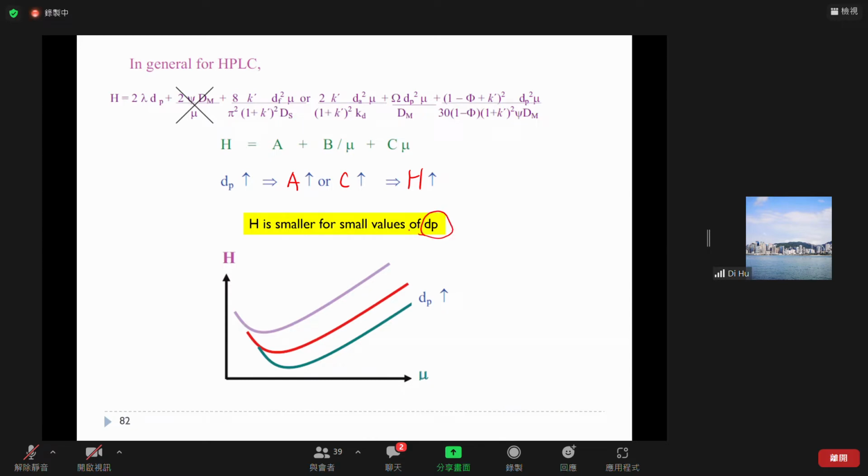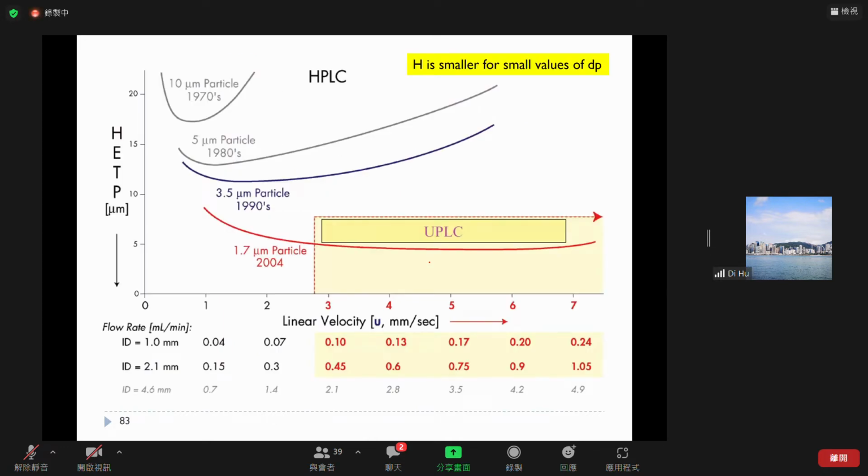That's why in the past several decades, HPLC manufacturers kept decreasing the diameter dp of the packing material for LC columns, and that dramatically improved the separation efficiency of LC, and that drives the development of UPLC, okay? I just mentioned UPLC, now I see UPLC.